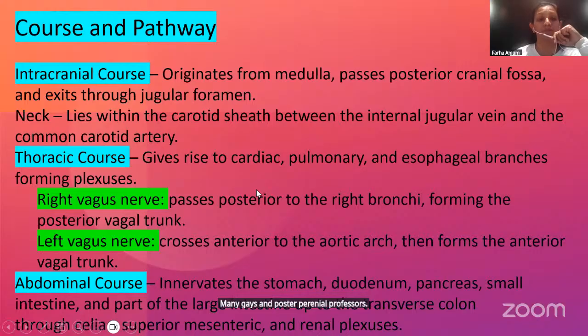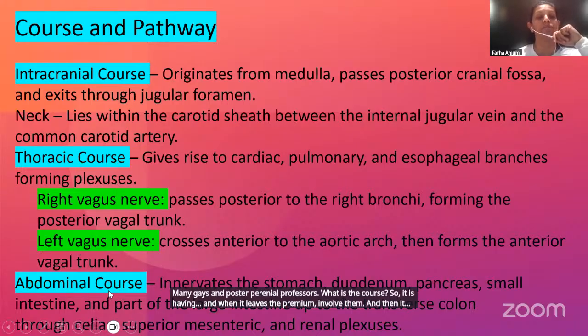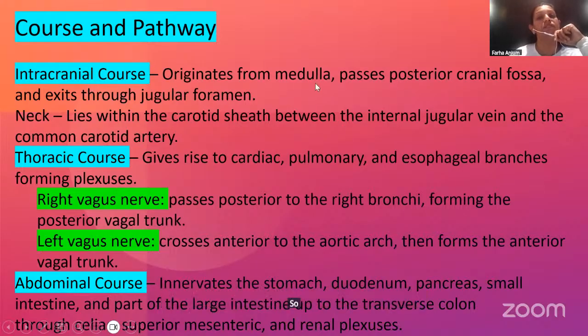What is the course? It has an intracranial course, and when it leaves the cranium, it enters the thoracic part, and when it leaves the thoracic part, it enters the abdominal part. The intracranial part originates from the medulla, passes posterior to the cranial process, and exits through the jugular foramen. In the neck, it lies close to the carotid sheath, between the internal jugular vein and the common carotid artery.